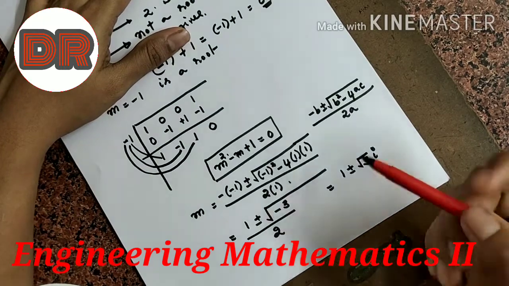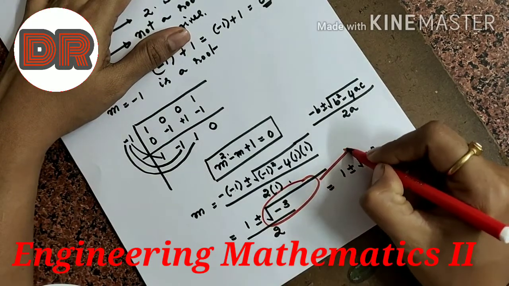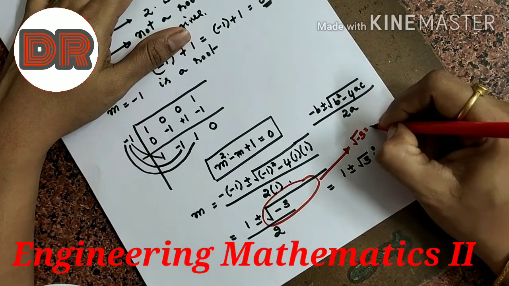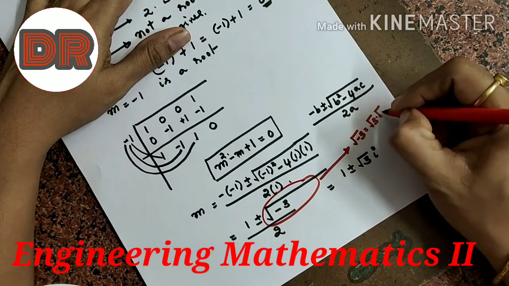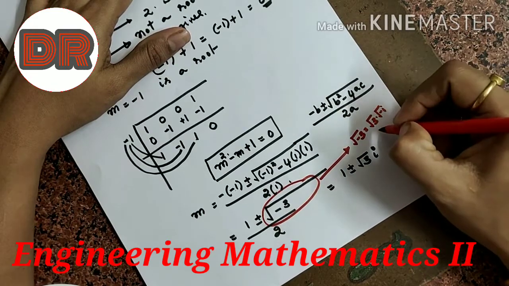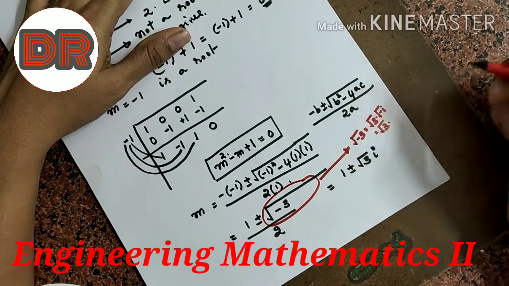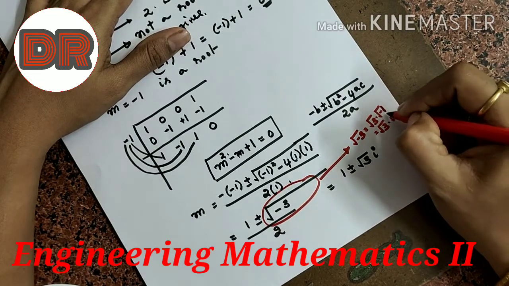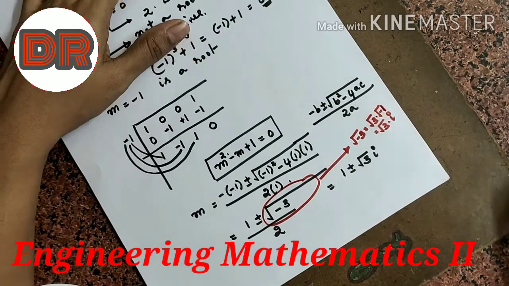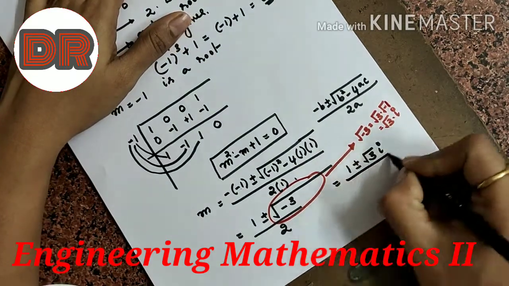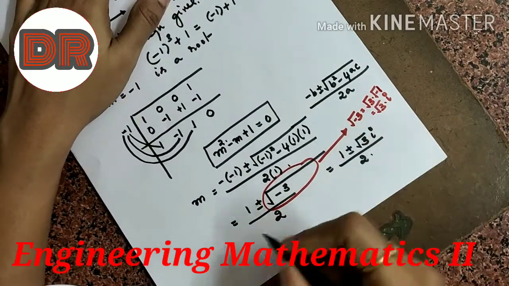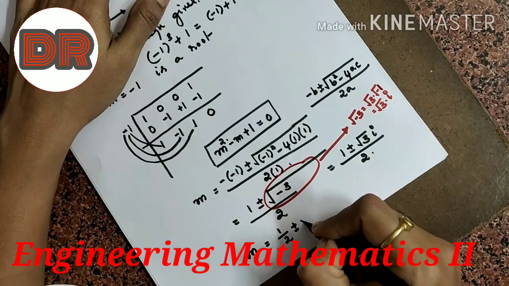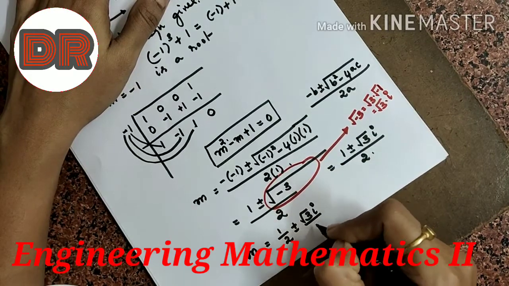Square root of minus 3 can be written as square root 3 into square root of minus 1, and square root of minus 1 can be written as i. So it is square root 3i divided by, there is 2 over here. So the m roots are now half plus or minus root 3i by 2.